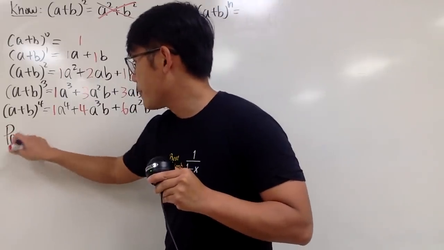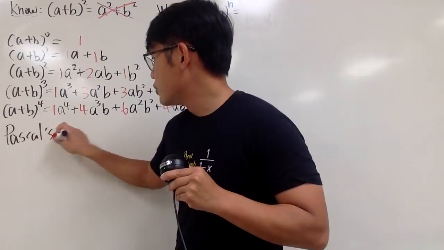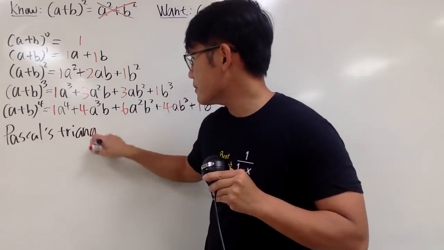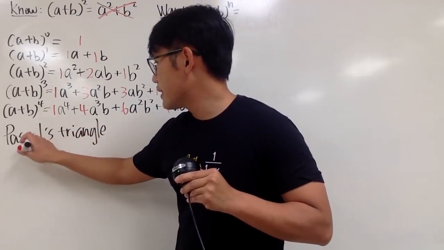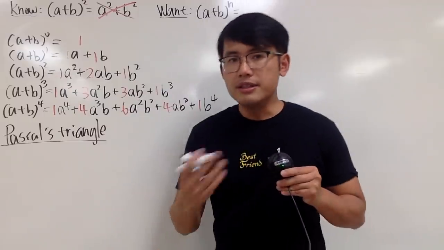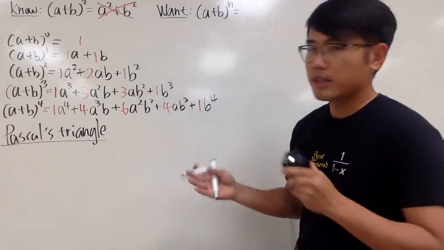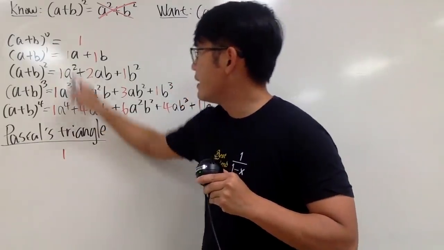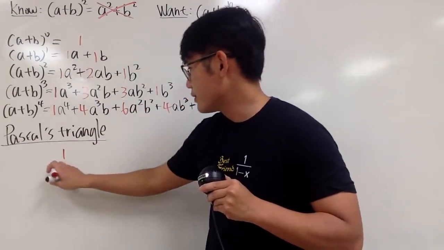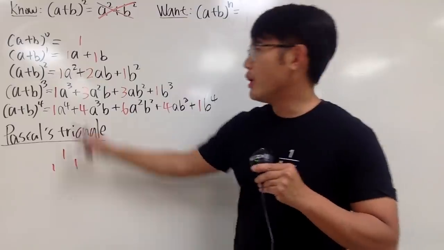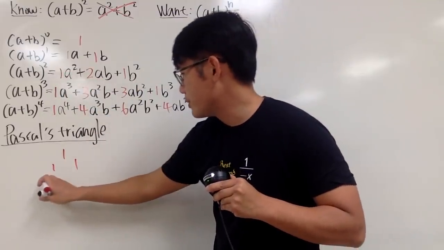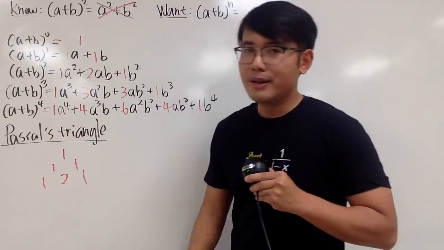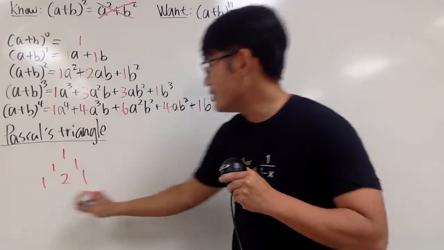So here we go. Pascal's triangle. So this is how you generate or how you construct the Pascal's triangle. You start with 1. And then next you go 1, 1. Right? So you just do 1, 1. And next you are going to put down 1, 2, 1. So let's put down 1, 2, 1. And next you can put down 1, 3, 3, 1. So I will do that.